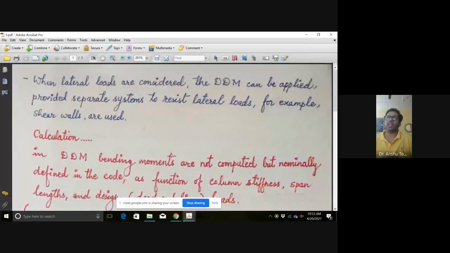When lateral loads are considered, the DDM can be applied provided a separate system is used to resist lateral loads. For example, shear walls are used. It is a very important point again.